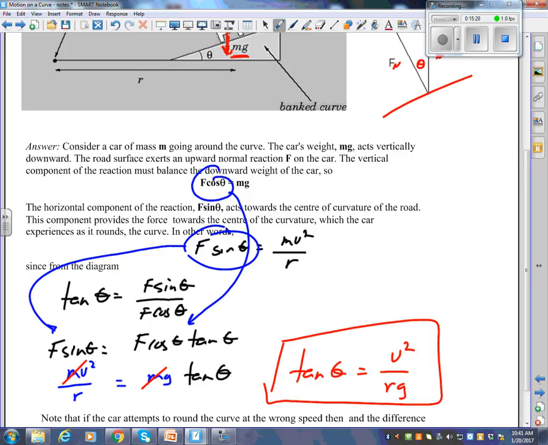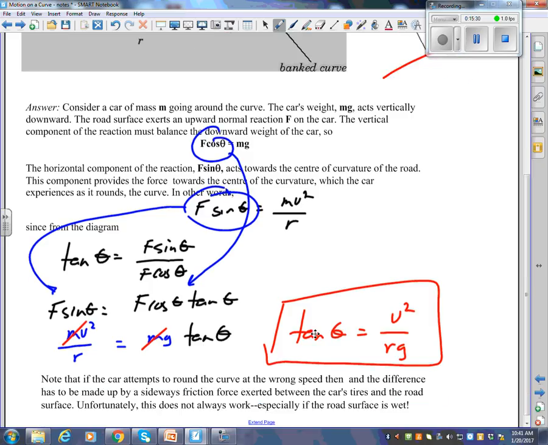Note that if the car attempts to round the curve at the wrong speed, the difference has to be made up by a sideways friction force exerted by the car's tire on the road surface. Unfortunately, this does not always work, especially if the road surface is wet.